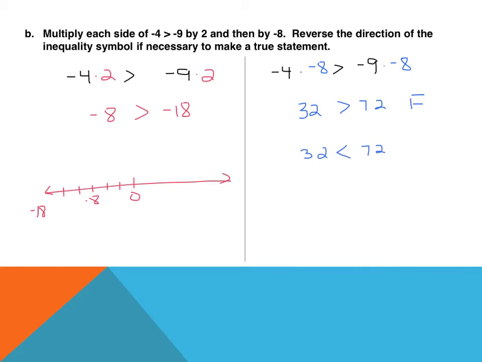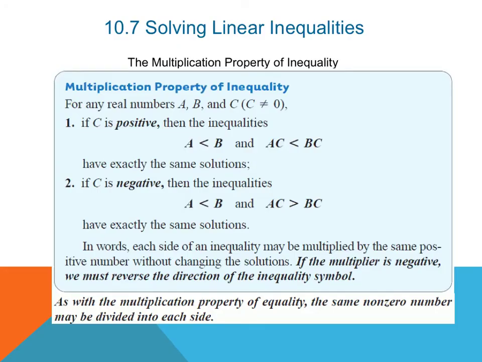Okay, so again, that goes back to our rule that says anytime you multiply or divide both sides of an equation by a negative number, you have to reverse the inequality symbol so that it faces the other direction. Okay, so this is just a summary that comes straight out of your book. For any real numbers A, B, and C, if C is positive, then you can multiply it to both sides of the inequality, and it has the same solutions. If it's negative, you have to switch the inequality symbol. So notice that it was less than. When you multiply a negative to both sides, you switch it to positive.